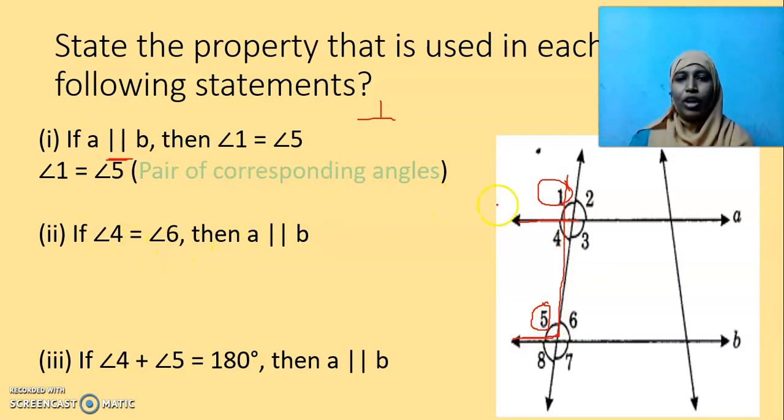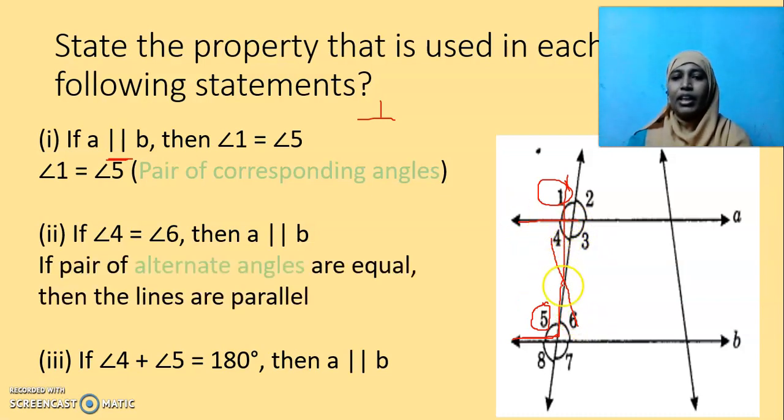Then come to angle 4 and 6. 4 and 6, in crossways it is coming. So what angles are they? Alternate interior angles. If a pair of alternate angles are equal, then the lines are parallel. Just state the statement, that's enough. They have asked us to state the property. What property? In parallel lines, corresponding angles are equal. That's the property. In a pair of parallel lines, alternate angles are equal. It's the second property.